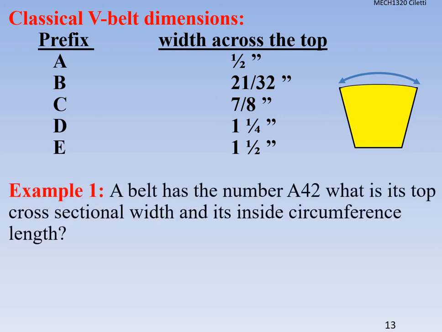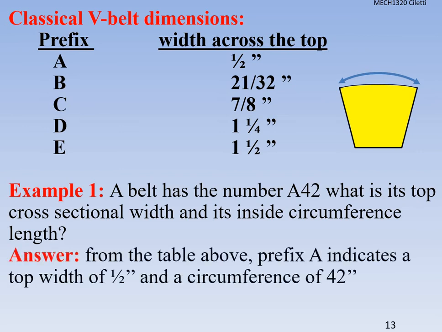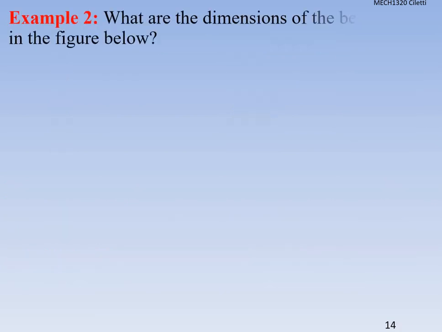Okay, so how do we read these? So let's do an example. We have a belt that has the number A42. What's its top cross-sectional width and its inside circumference, right? Remember, circumference is the distance around a circle. So that's really how we size the belt. So the A indicates that we have a top width of 1/2 inch, and the circumference of the belt is going to be 42 inches. It's that simple, guys, when we are sizing a belt.